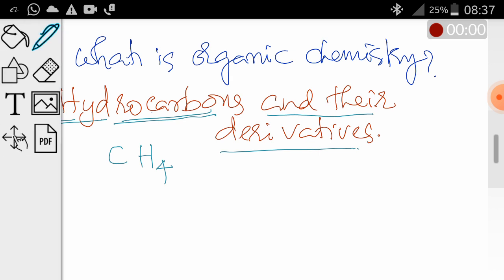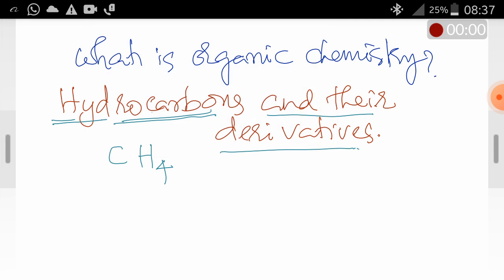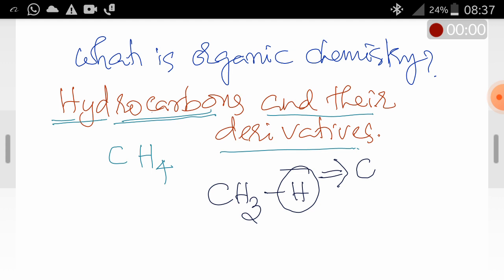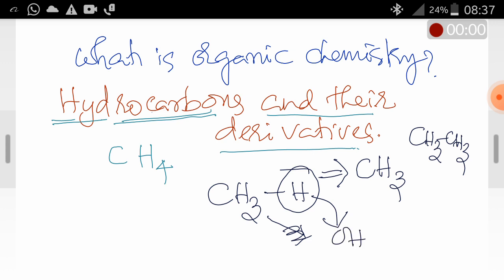So the CH4 we can write like this, CH3H, and this H could be replaced with many other elements. Suppose you are replacing it with carbon; you can't replace it with carbon alone, as carbon's valency is 4. So you must replace it with CH3. So you get CH3CH3. Suppose you wanted to replace this hydrogen with OH. You know, OH represents a class of functional group, what we call alcohol.